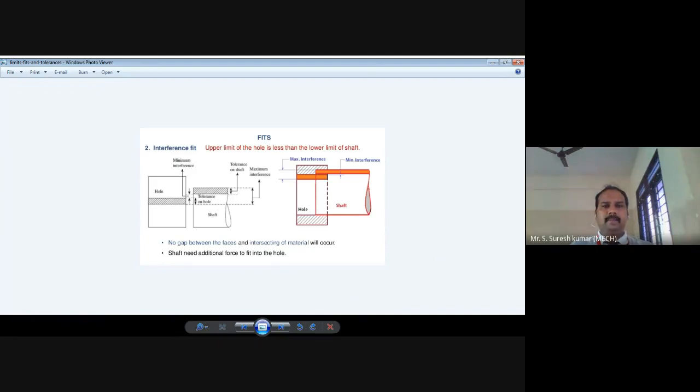Commonly, fits means when two parts are to be assembled, the relation resulting from the difference between their sizes before assembly is called a fit. The fit signifies the range of tightness or looseness which may result from the application of a specific combination of allowances and tolerance in the design of mating parts. So this is the definition for fits.